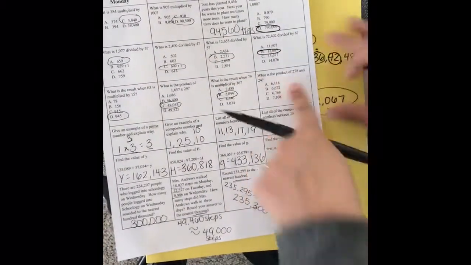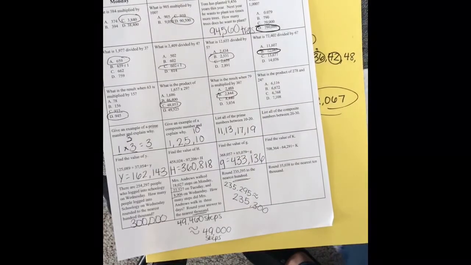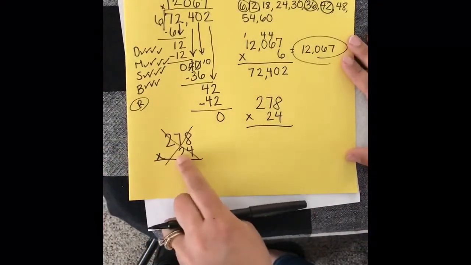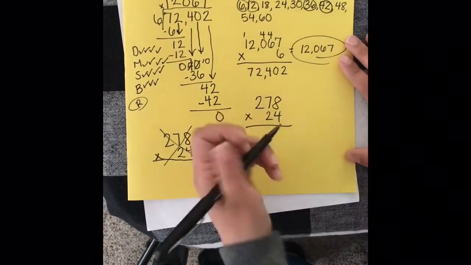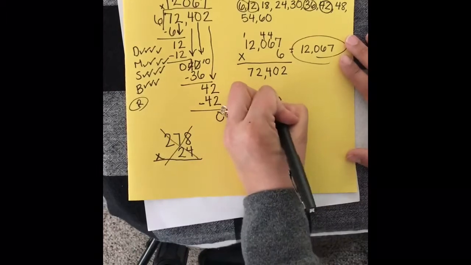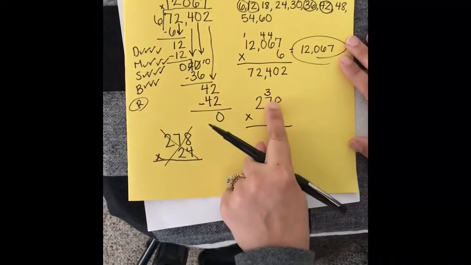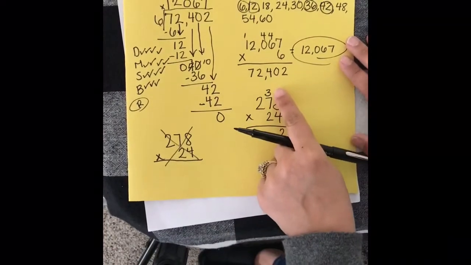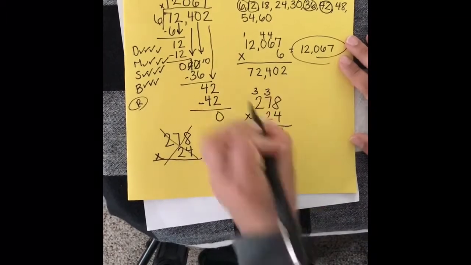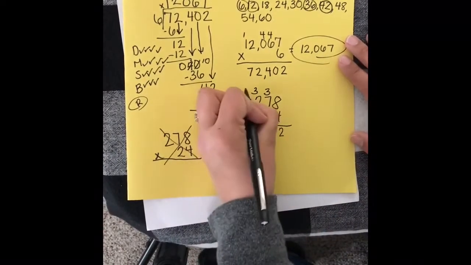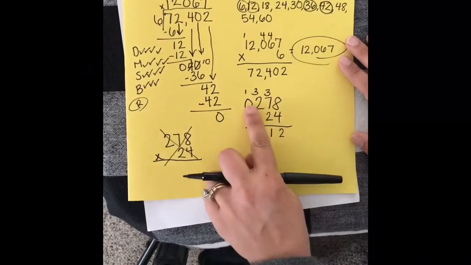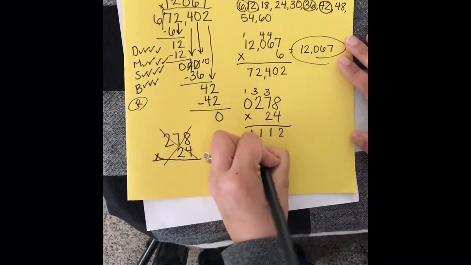Now we're going to do, what is the product of 278 times 24? All right, guys, I started writing it, and then I felt like I didn't have enough room, so I'm doing it over here. I start 8 times 4 is 32. 4 times 7 is 28, plus 3 is 31. 4 times 2 is 8, plus 3 is 11. 4 times 0 is 0, plus 1 is 1.